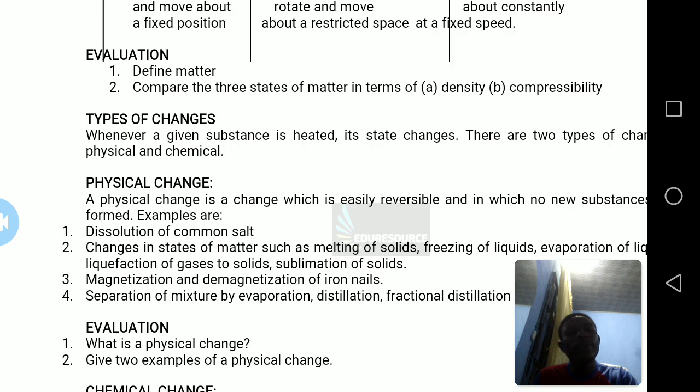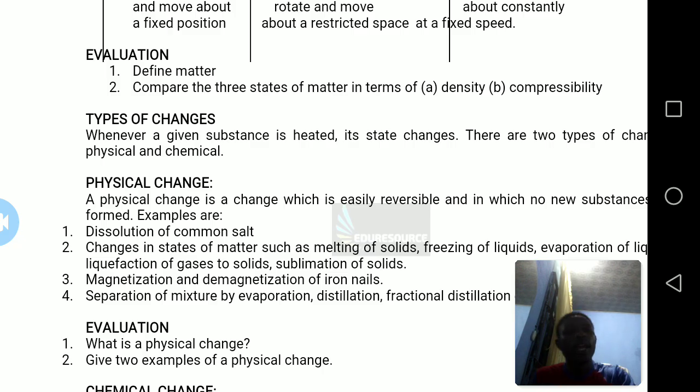So let me read from the note. Whenever a given substance is heated, its state changes. So when you subject a substance to either heat or freezing, cooling, its state will change.